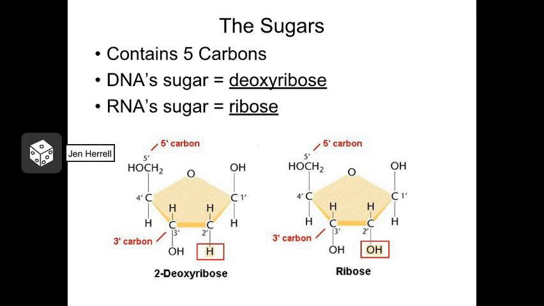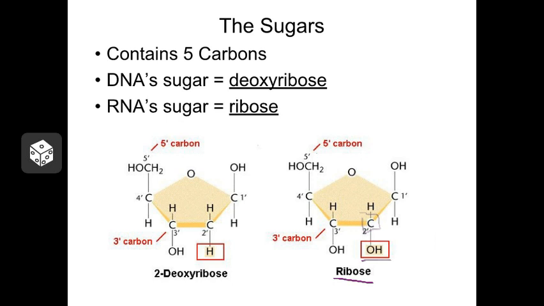Two kinds of sugars are found inside nucleotides, ribose and deoxyribose. Let's take a look at ribose first. This is the sugar that's found in the nucleotides of RNA. Now I told you that carbon number 2 determines which kind of a sugar this is. So let's see what's attached to carbon 2. You'll notice that in ribose, an OH, a hydroxyl group, is attached to carbon number 2. That's what makes it ribose.